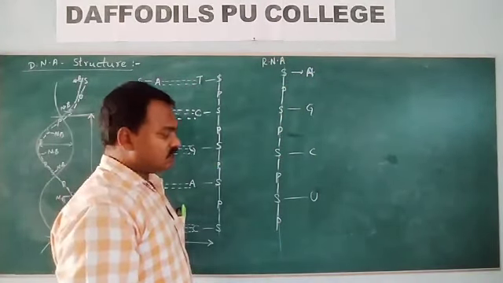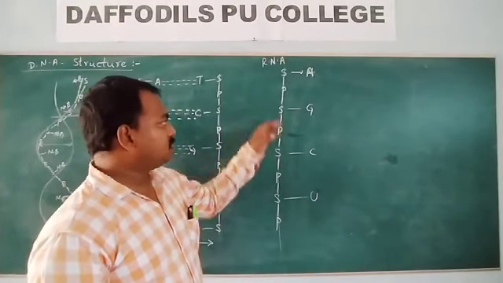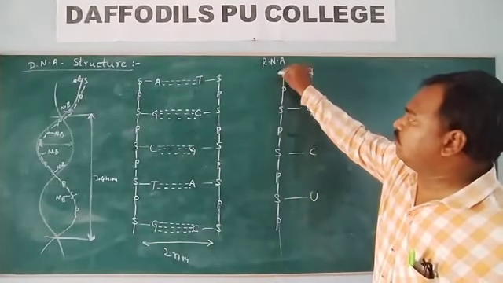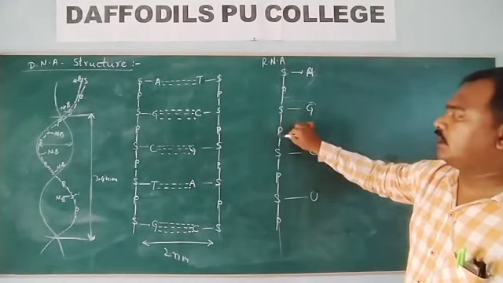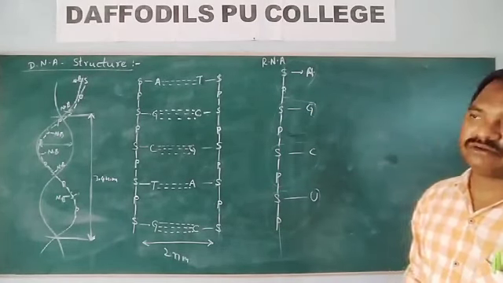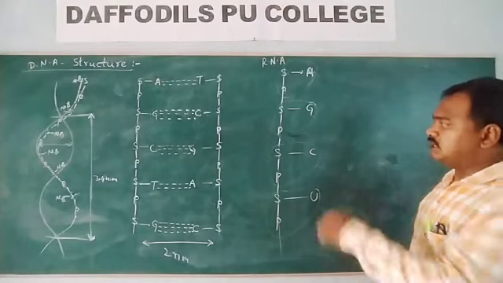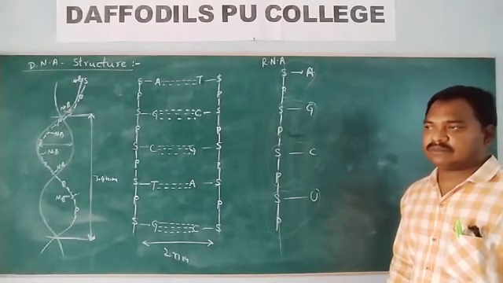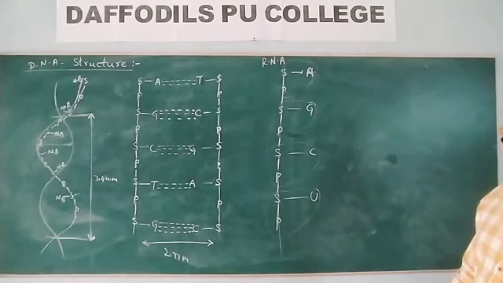RNA contains a single strand. This strand is also made with sugar and phosphate moieties. This one also is a polymer of nucleotides. So this is a nucleotide: sugar, phosphate, adenine, then sugar, phosphate, nitrogen base, again sugar, phosphate, nitrogen base. All these nucleotides polymerize to give the RNA polymeric chain. So this is the structure of RNA.